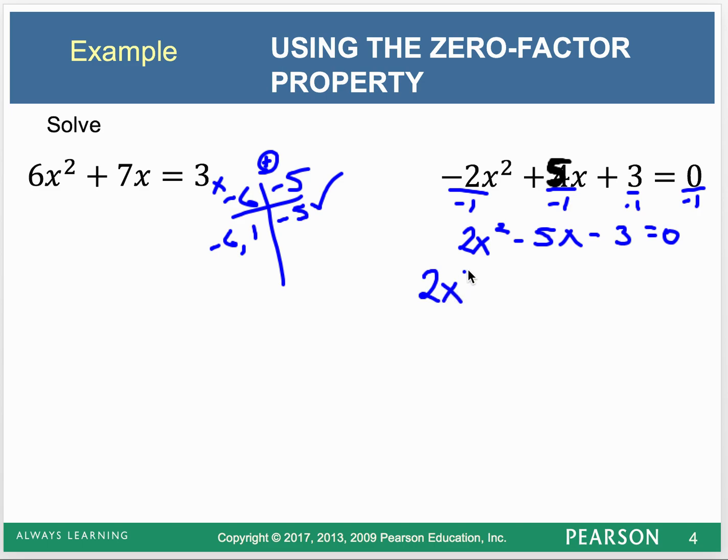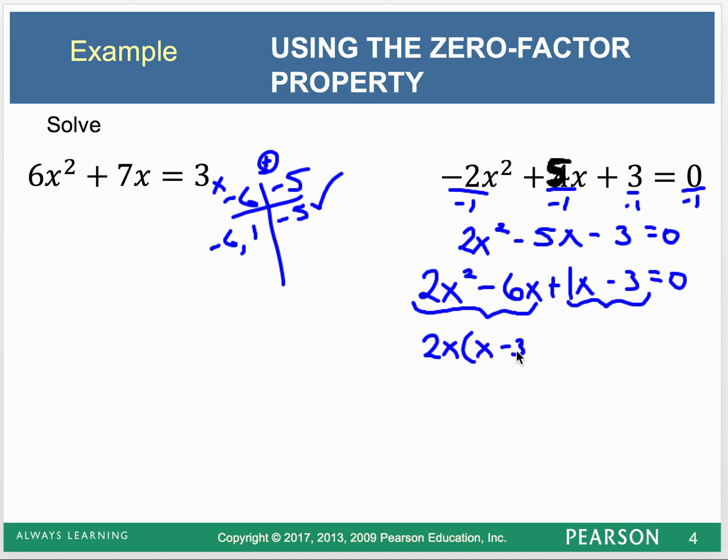So I can rewrite that -5x as -6x plus 1x, right? Still -5x. And then it'll factor by grouping. So I can factor out a 2x, which leaves x minus 3. If there's nothing else to factor out, remember there's always a 1, and that leaves x minus 3. Now the x minus 3 can factor out, and we're left with 2x plus 1.